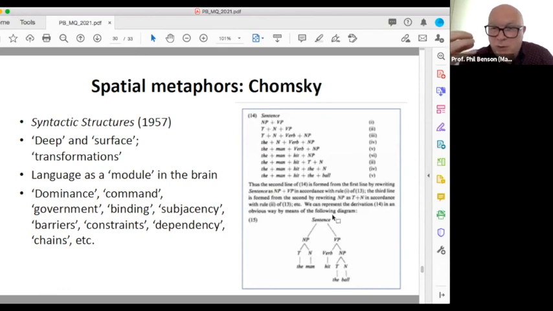Chomsky has the most extreme version of language as an object in space, in the idea that there is a language module in the brain, which seems to be a self-contained module, although nobody knows where it is, and actually it doesn't refer to language in the sense that most of us would refer to language, but the metaphor is there. And these are a whole series of spatial metaphors, which actually look quite sinister when you list them out: dominance, command, government, binding, subjacency, barriers, constraints, etc., which are used in Chomskyan grammar.